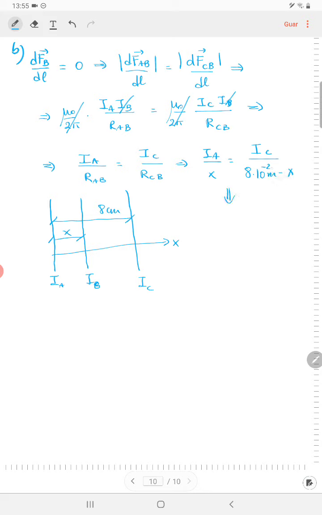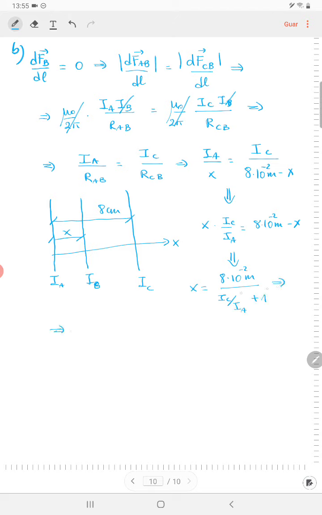So from here, we can see that X times IC divided by IA has to be equal to 8 centimeters minus X. So from here, we can see that X has to be equal to 8 centimeters divided by IC divided by IA plus 1.